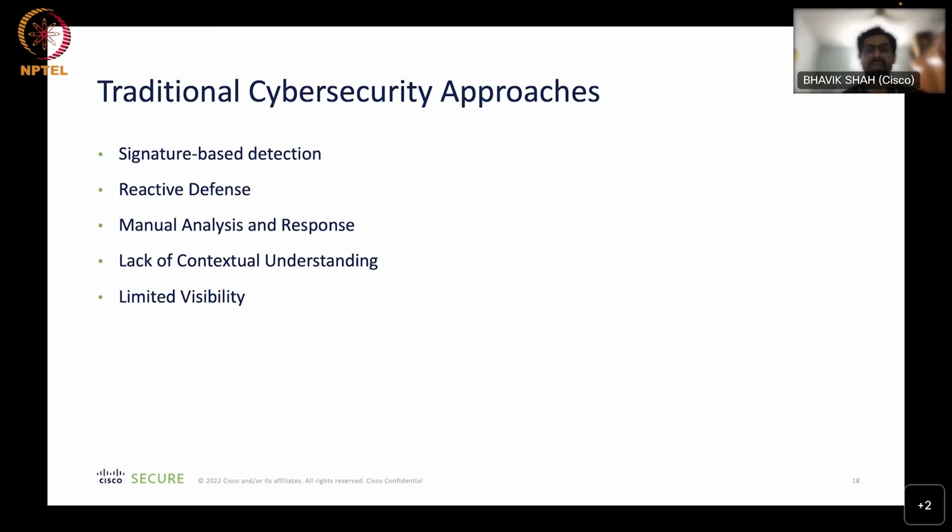The third is, as I said, manual analysis and response. In all these cybersecurity approaches, all organizations have a threat intel team which works at the back end and looks at different samples available on the internet, in the form of different file hashes which are getting transferred over the internet. It looks at that, then does a manual analysis and builds the regex out of it.